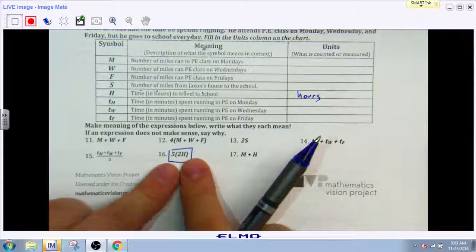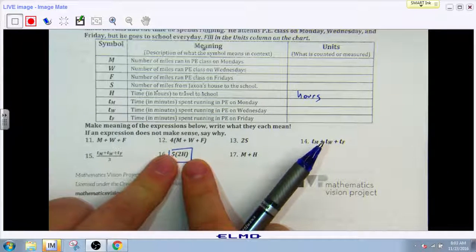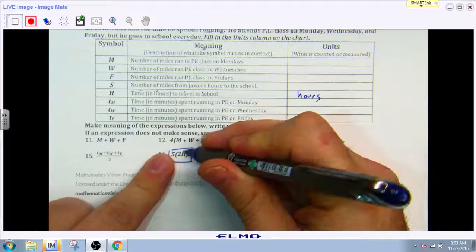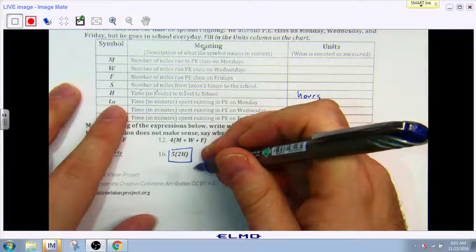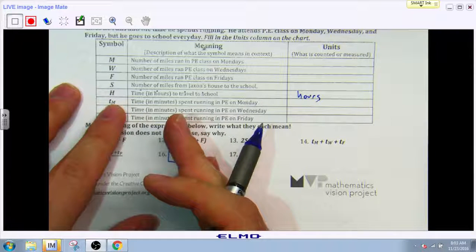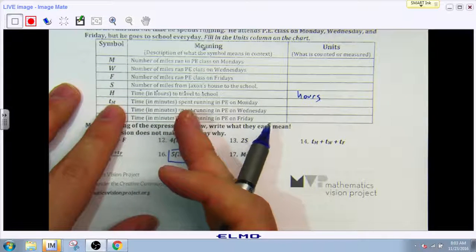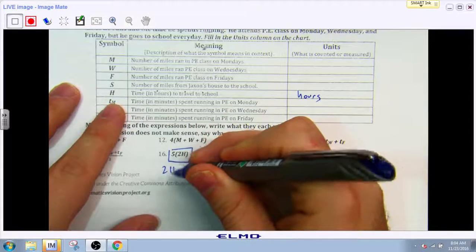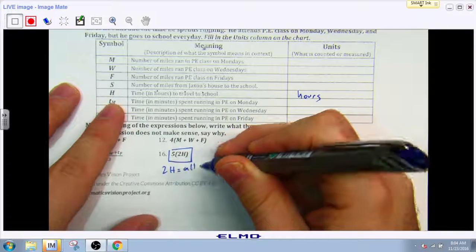So when I look at this expression, 5 times 2 times h, what does that mean? Well, if I'm taking the time it takes to travel to school, and I'm doubling that, well, you get to school. Is that all the commuting you do in a day? No, because when school ends, what do you got to do? You got to go home. So 2h here represents all the commuting in a day.